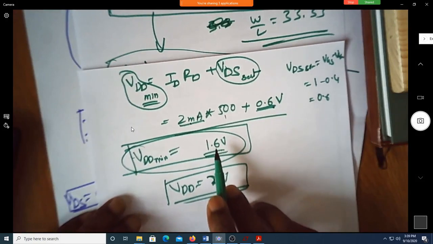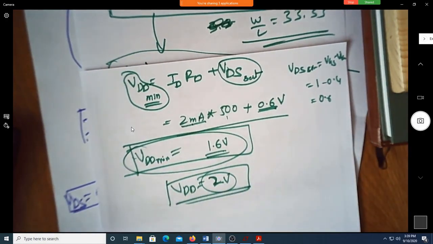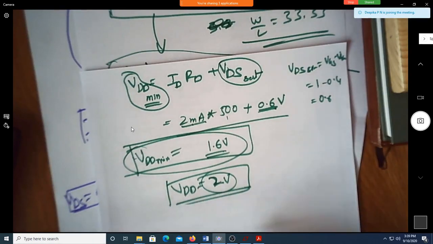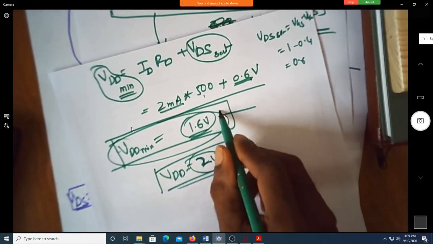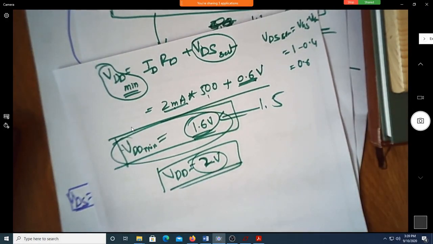Instead of keeping VDD at 1.6, if I keep it at 2 volt, does the MOSFET remain in saturation or linear? Saturation. Why? Because it is more than 1.6. Suppose this is 1.5, can the MOSFET be in the saturation region? No, sir, it will not be. So the minimum voltage required is 1.6. Correct? Yes, sir.